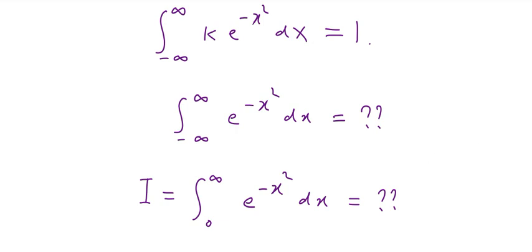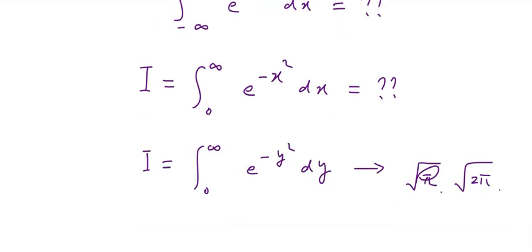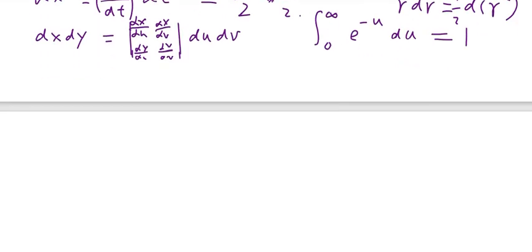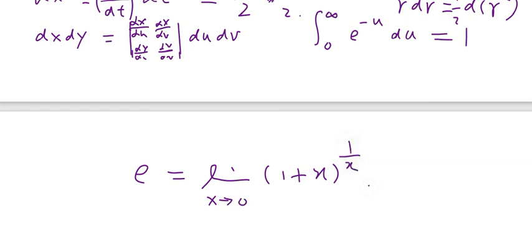Also, as a review, let's check this limit. We say e equals this limit: 1 plus x, with x going to 0, raised to the power 1 over x. So this is e. Okay, so we finish the topic of the proof of the central limit theorem. Okay, we can stop here.